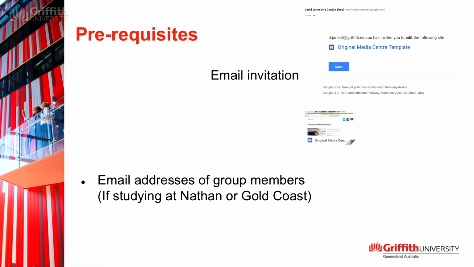Second, if you're on the Nathan or Gold Coast campuses, you're going to be working in groups and you will be the nominated group contact because only one of you can make a copy. Before you can successfully complete this task, if you are the nominated group contact, you will need to have a list of the Griffith email addresses for each of your group members. You're going to use their Griffith email addresses to invite your members of the group to be able to edit the copy that you make.